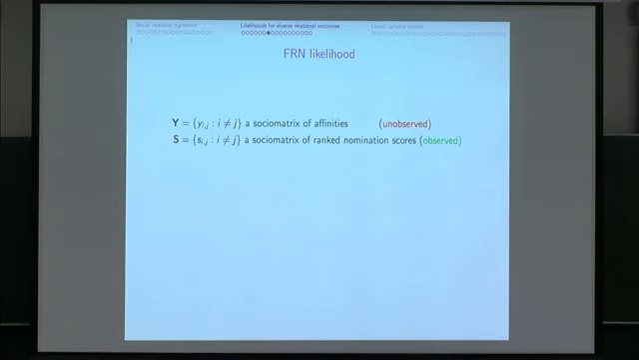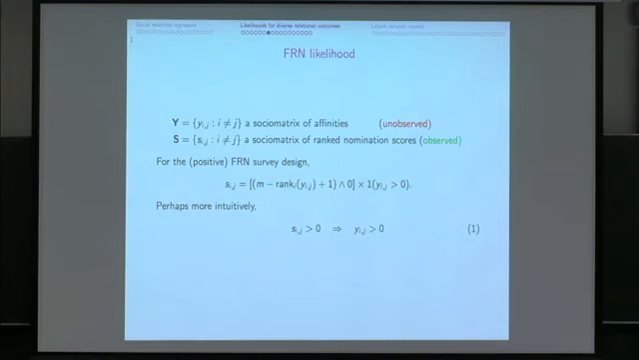So we imagine that there's some underlying matrix of affinities that each individual has for each other individual. And these are unobserved. And then the survey or the study tries to get at what these are by asking people to nominate friends. And so we observe these scores, right? So the idea would be that if Yij, somebody might have a positive affinity for somebody, but if they're not in the top 5 affinities, then it's not going to be recorded in this score.